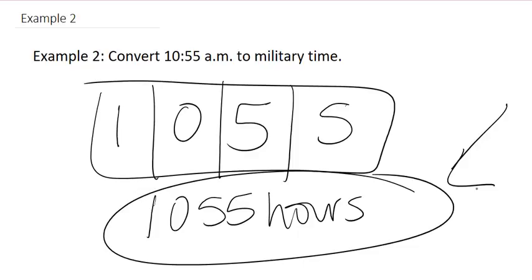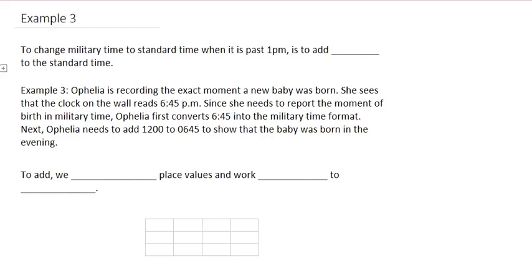Now, it gets a little bit more complicated when we get into the evening. In standard time, the clock starts over every 12 hours. However, military time does not start over until midnight. This means military time keeps counting or adding forward for a total of 24 hours. So, a trick is that we are going to be adding 1200 to the standard time when it's past 1 p.m.